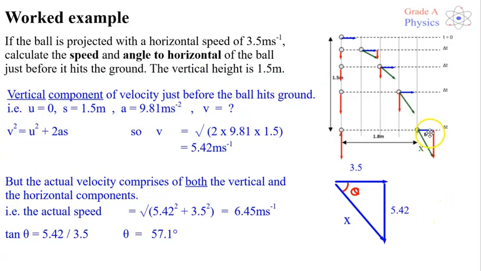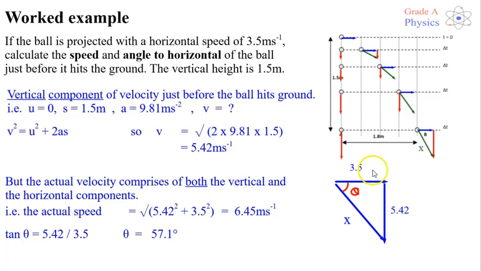So that is the final vertical component of velocity just before impact. But we want the actual velocity, which is the combination of the horizontal and vertical. So then we can consider this triangle. Horizontal component has not changed, that's 3.5 meters per second. The vertical component we have just found, 5.42.